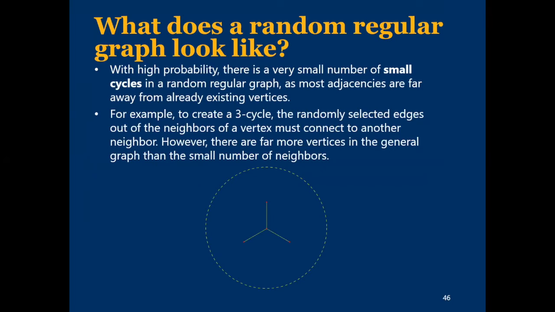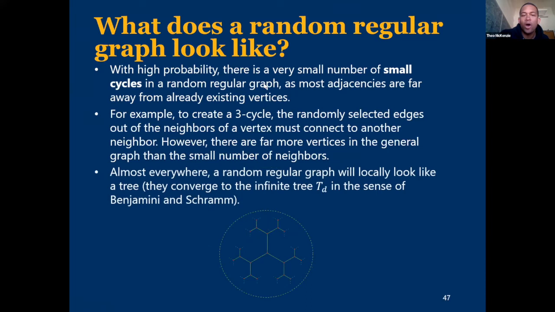So what does a random regular graph look like? With high probability, if I look at a randomly generated regular graph, there are a small number of small cycles. The notion here is that if I take a vertex, look at its neighborhood, and look at the boundary of the neighborhood, I'm much more likely to connect outside of that neighborhood than inside. So almost everywhere, a random regular graph will locally look like a tree. Technically, if I look at the Benjamini-Schramm limit of a sequence of random regular graphs, it will converge to the infinite tree.